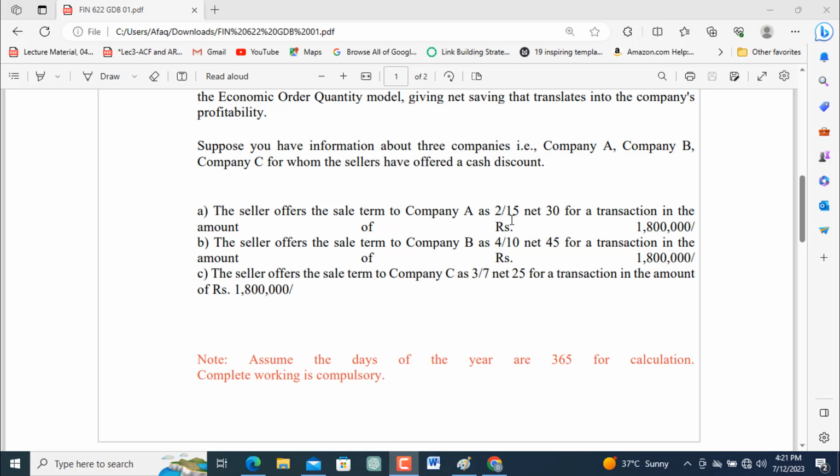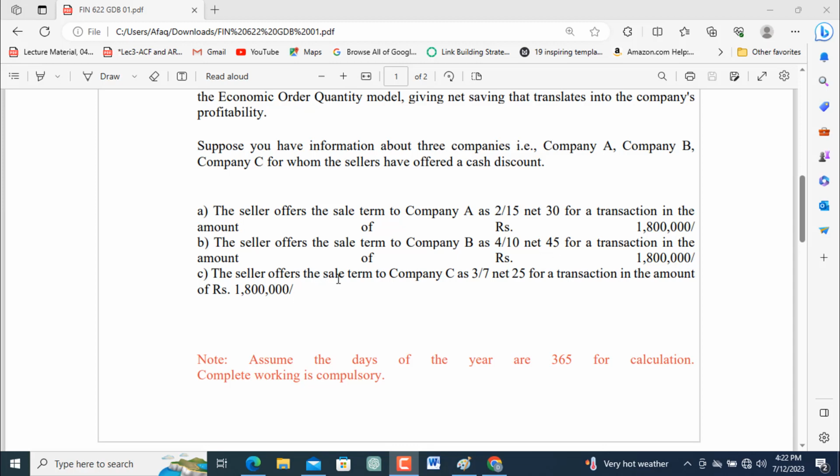So 2/15 means if company A pays their dues within 15 days, they will get a 2% discount. If company A gives up the discount, then they have a maximum of 30 days to pay their due. Now come to company B, where the sale terms are 4/10 net 45. It means if company B pays within 10 days, they will get 4%, and if they drop the discount opportunity, then they have 45 days to pay their due.